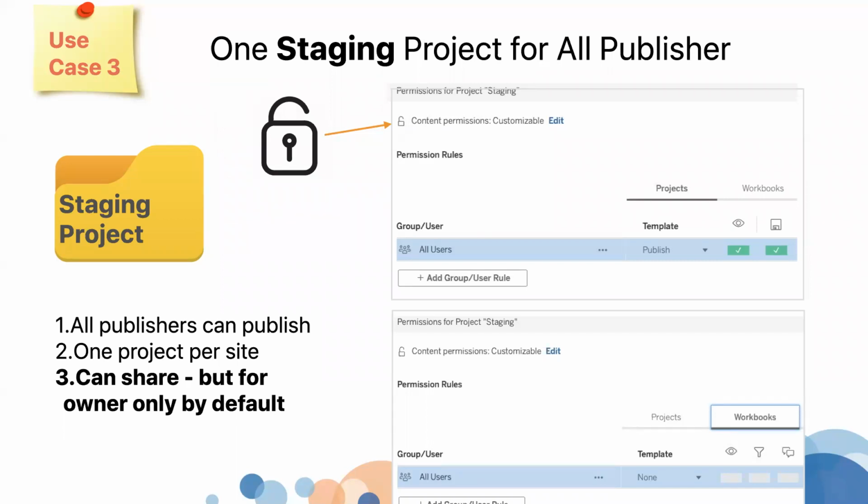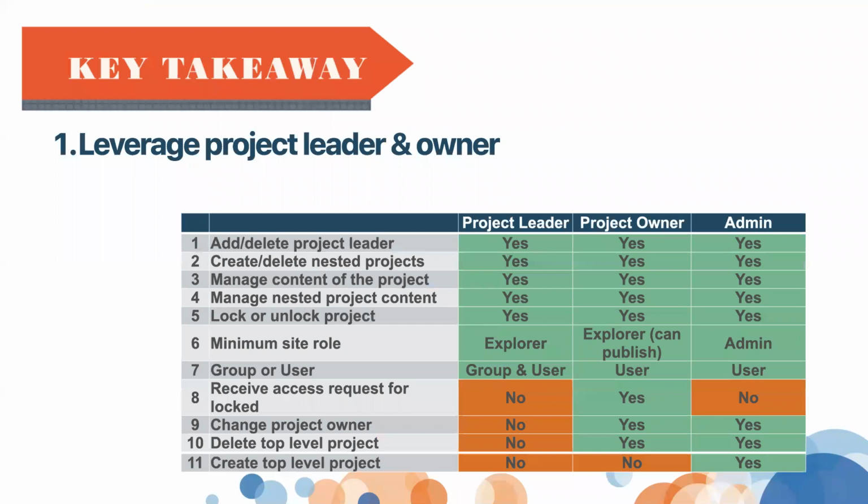All right. I'll give you a recap, then I'll stay and answer all your remaining questions. Key takeaways. Number one, do leverage your project leaders and project owners for a lot more self-service. Okay, you're admin. You don't want to be the project leader. You don't want to be the project owner. Give this accountability to your business teams. Have them take the full control on their content, on their users, on their permissions.